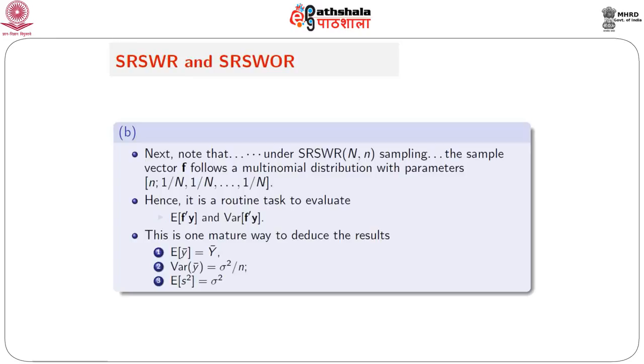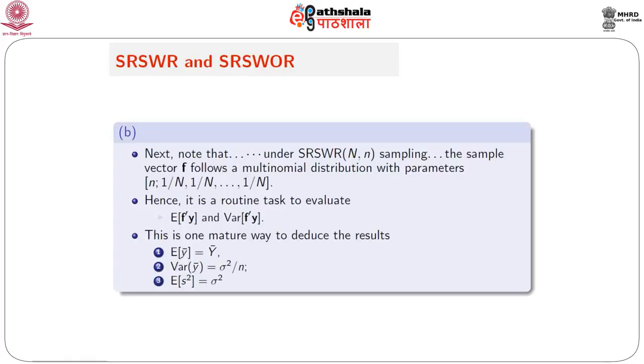It is a routine task now to evaluate the expected value of F prime y and variance of F prime y. These are easy exercises. For y, you write down the expected value of y as a vector, you write down the dispersion matrix of y as a vector, then apply the simple results on computation of expected value of F prime y and variance of F prime y. In a way, one can show that expected value of little y bar equals capital Y bar. This is what you stated already, that little y bar is an unbiased estimator of capital Y bar.